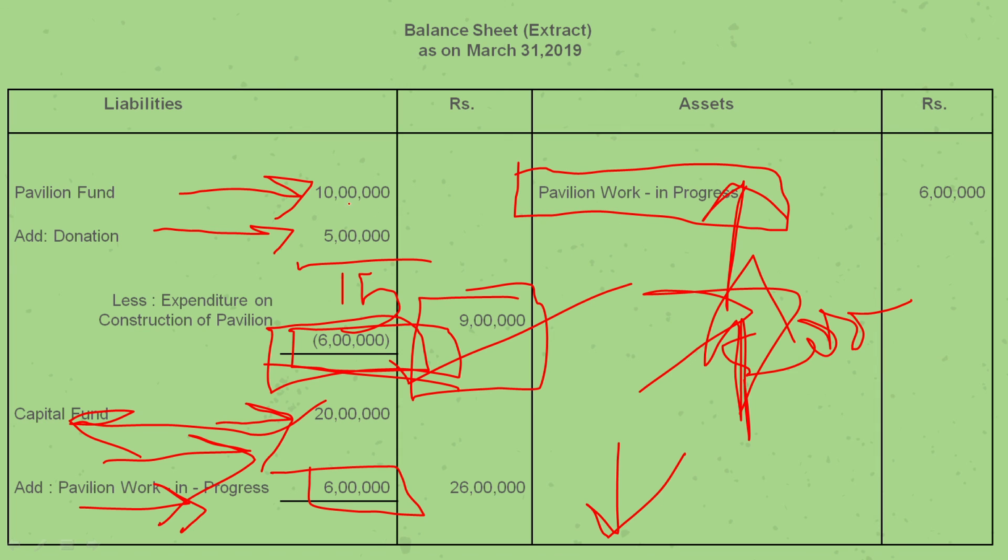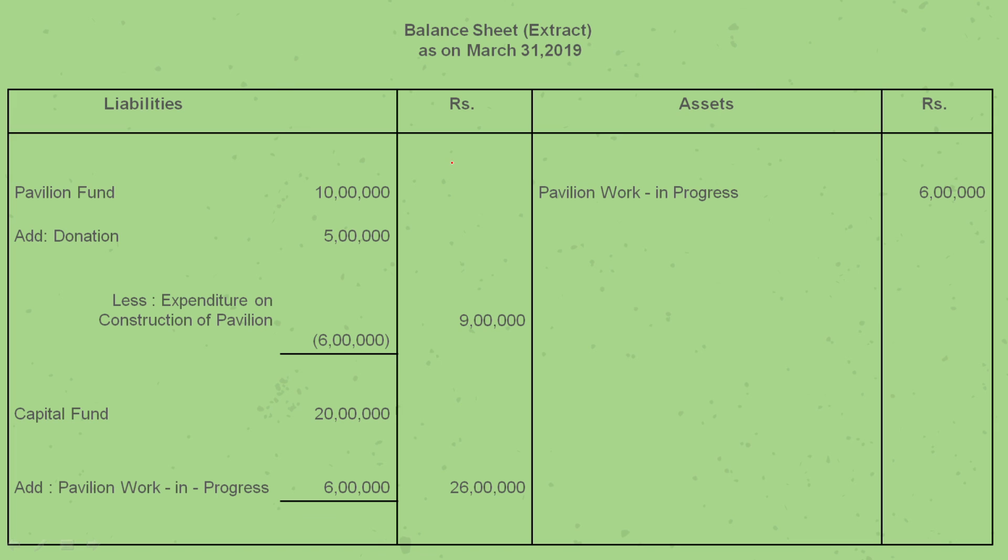So whenever we have a capital fund like this and we use it to make a building or a pavilion or anything, we subtract it from that fund, like the building fund or pavilion fund. We add it to the capital fund and we add it to the asset side, meaning building in progress or pavilion in progress. So that is it.